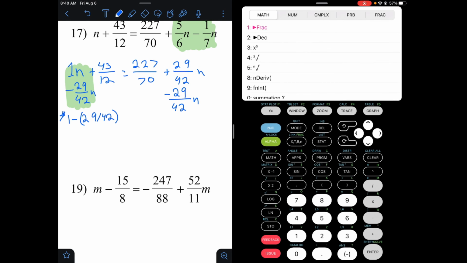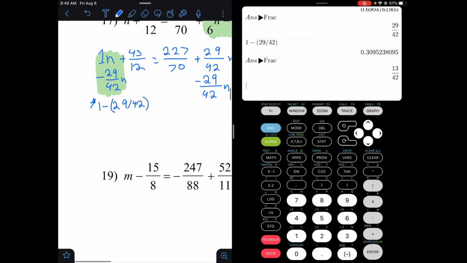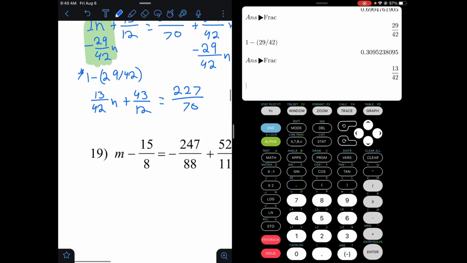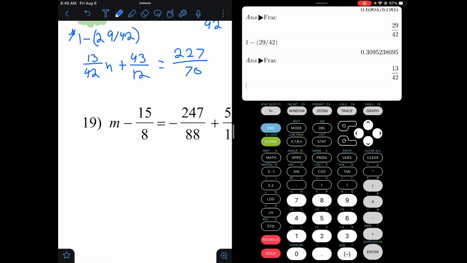So when I do it, I get this gross decimal, I don't like it, and I end up with 13/42. So I get 13/42 n. And then I still have my plus 43/12 equals 227/70. So now I'm going to bring this 43/12 over to the right-hand side. So how am I going to do that? What am I going to do to move this 43/12 over? I have to subtract both sides by 43/12. So I'm going to do minus 43/12, minus 43/12.